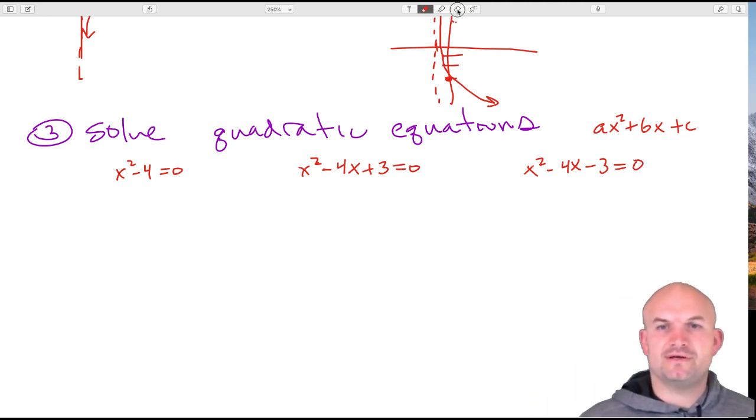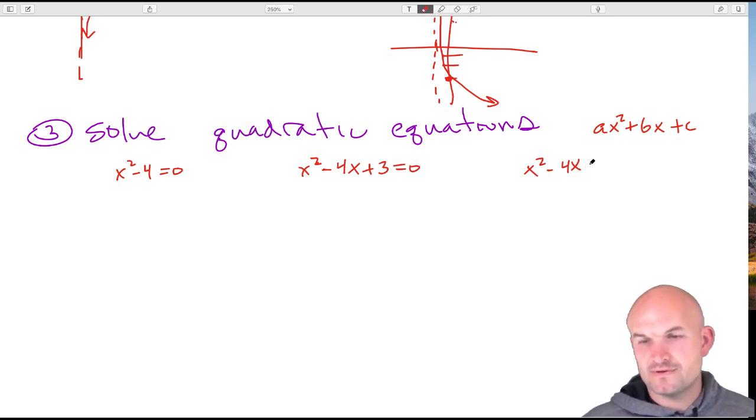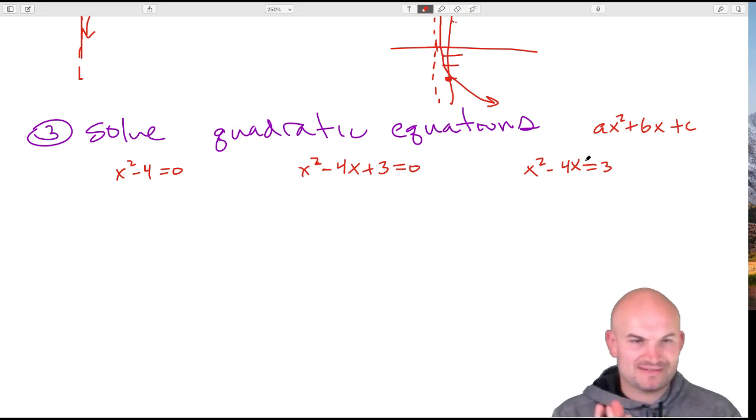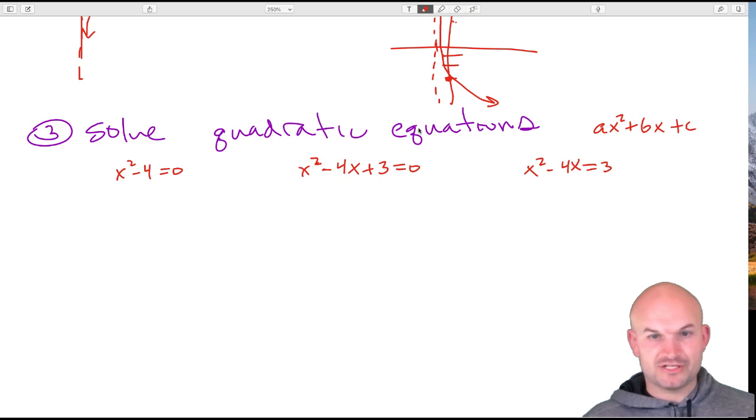Oh, actually, let's change this. Let's have some fun. Equals plus 3 equals 3. There we go. Perfect. All right. So when we're solving quadratic equations, now actually I should probably even add one more here.